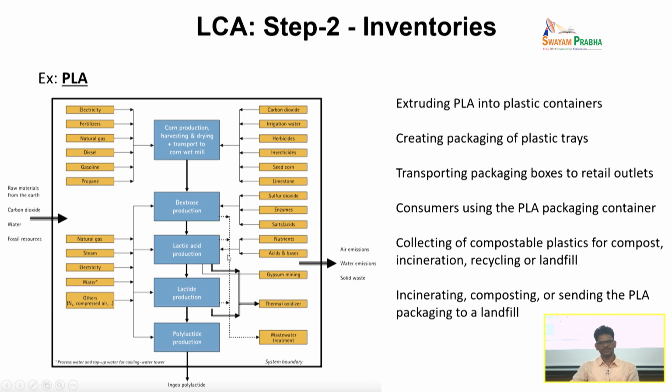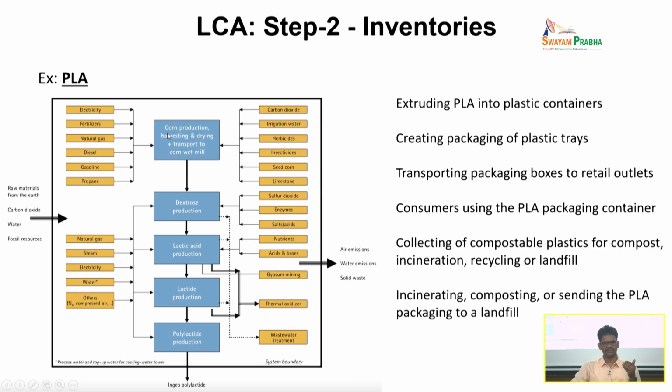The second thing is about inventories. If you may recollect, inventories means that you have to know what are the material, energy, water, utility that goes into the process of making the product. So now if I want to think about a product made of PLA, I have to start from producing PLA pellets itself, which we saw in the previous classes. You might have seen this diagram.